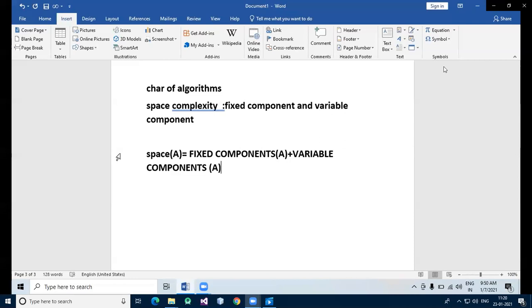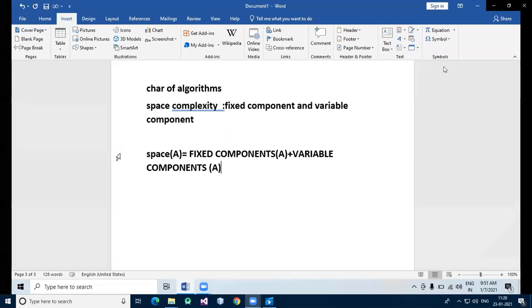And the variable component consists of space needed by component variables whose size depends on the particular problem instance, input, and output. Now, determine the variables which are initialized by some default value.